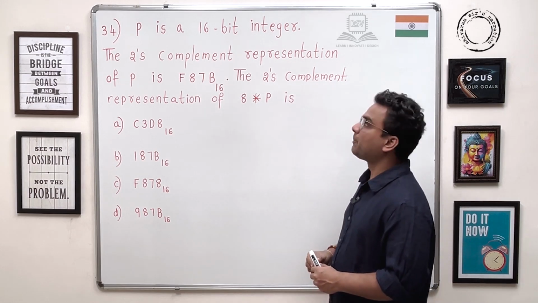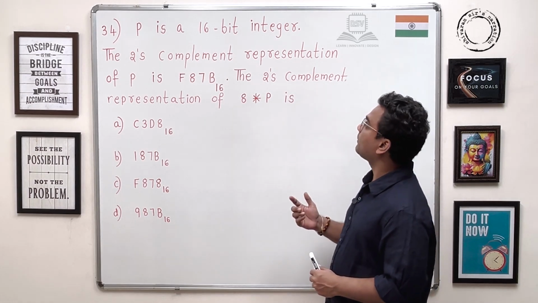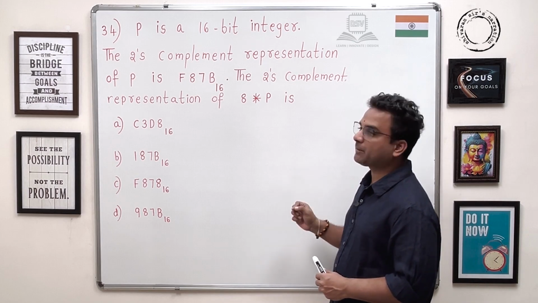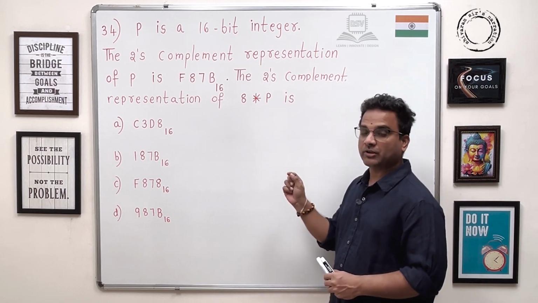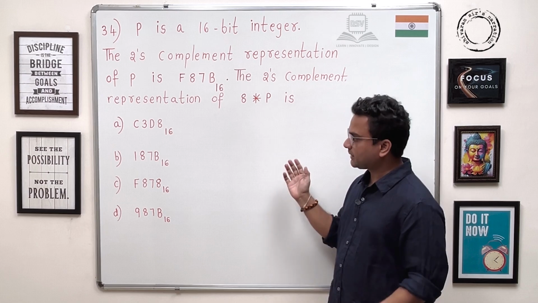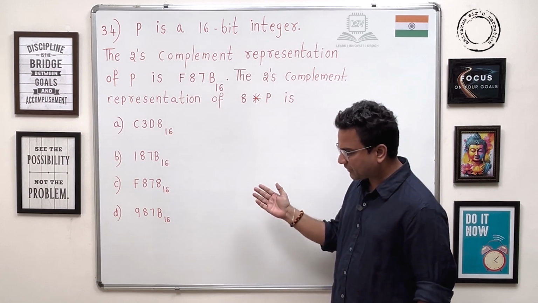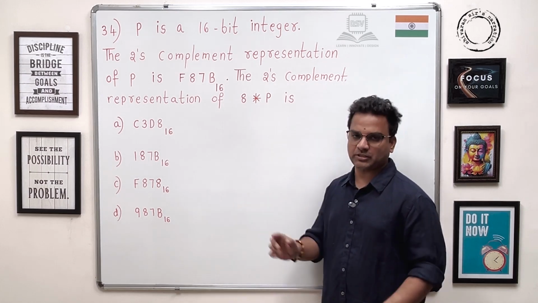Number 34. P is a 16-bit integer. The 2's complement representation of P is F87B base 16. The 2's complement representation of 8 into P is: C3D8, 187B, F878, 987B base 16.